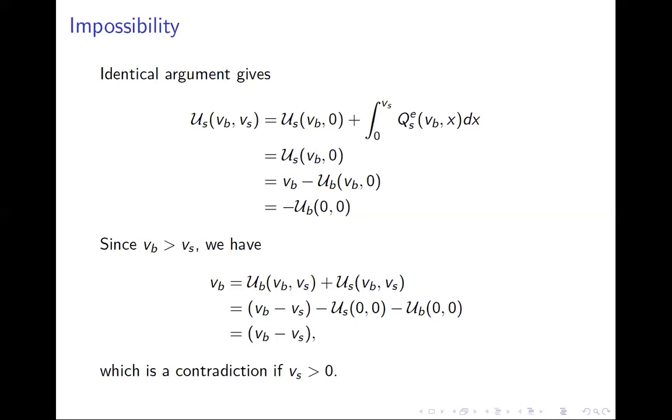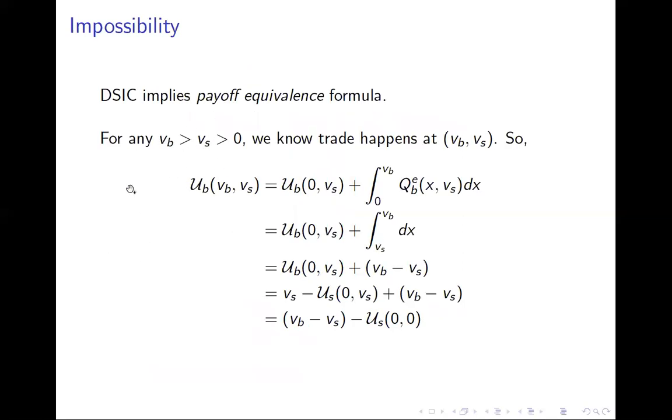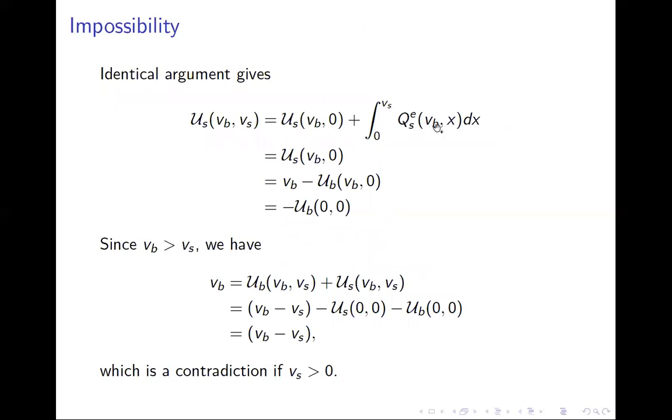Excuse me, in the first expression, how is the second term equal to 0? Well, efficiency says that if the buyer's type is more than the seller's type, then the buyer should get the object. We have assumed that V_B is greater than V_S, and so V_B is greater than x also, because x is between 0 and V_S. So at this particular type profile, the buyer will get the object and the seller won't get the object. Okay, got it.